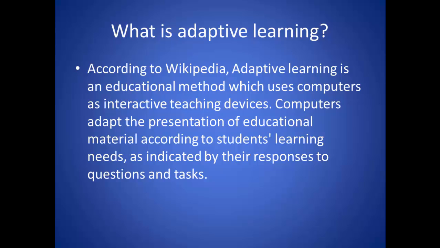What is adaptive learning? Well, according to Wikipedia, adaptive learning is an educational method which uses computers as interactive teaching devices. Computers adapt the presentation of educational material according to students' learning needs, as indicated by the responses to questions and tasks. When I chose adaptive learning from the topic list, I thought that I would be finding out the ways that teachers can accommodate or modify the ways they teach special needs children. Well, I quickly found out that this is a way that all children can learn using the computers in the classroom.